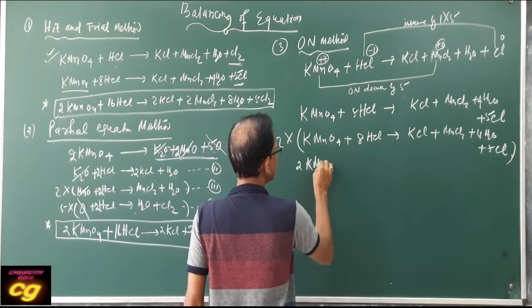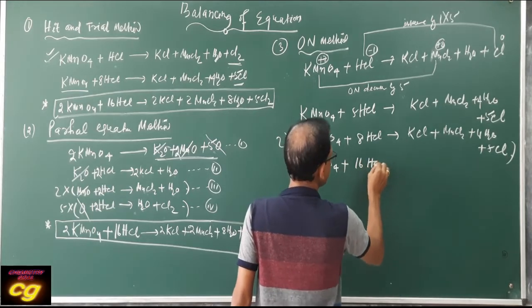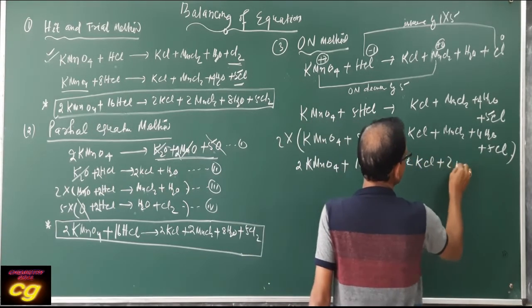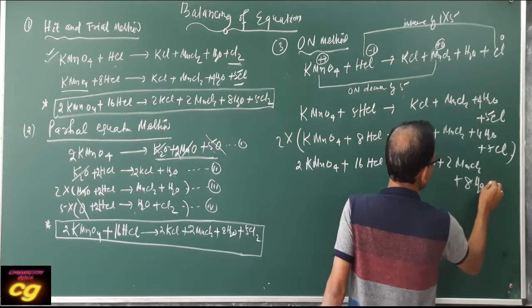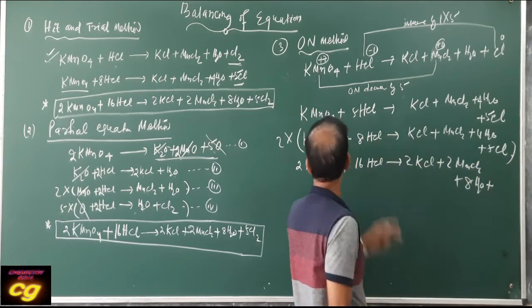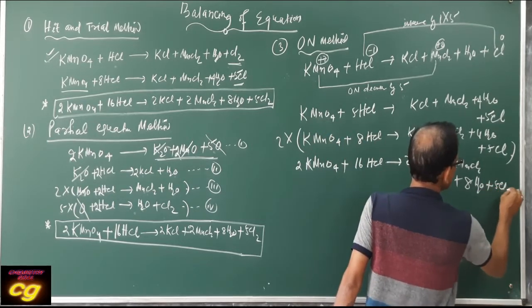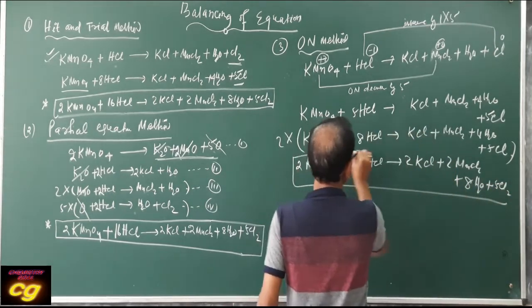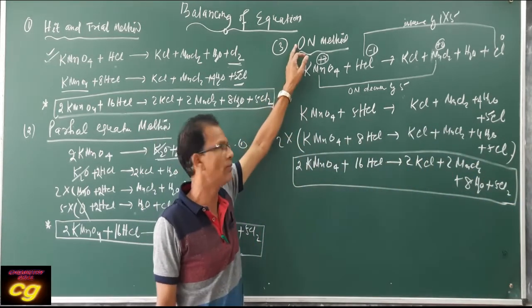2KMnO4 plus 16 HCl changes to 2KCl plus 2MnCl2 plus 8H2O plus 5 into 2, that is 10Cl. 10Cl is 5Cl2. So this is your final what? Balanced equation of the same equation by the oxidation number method.